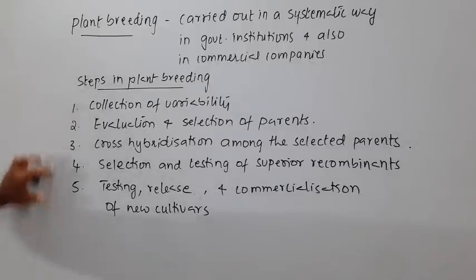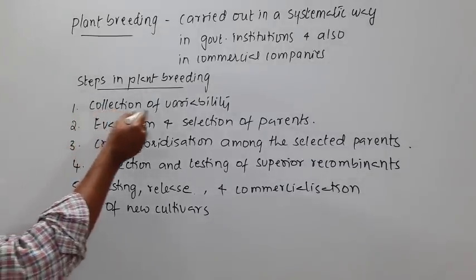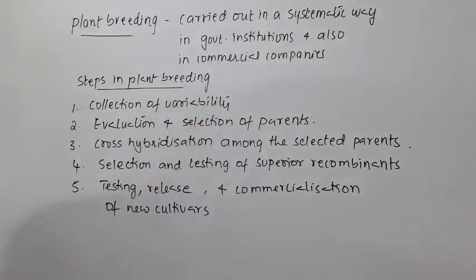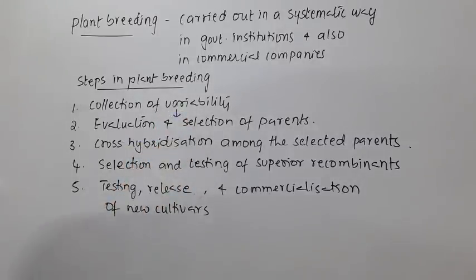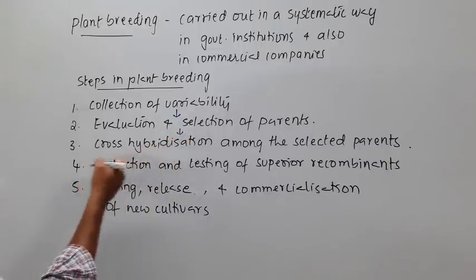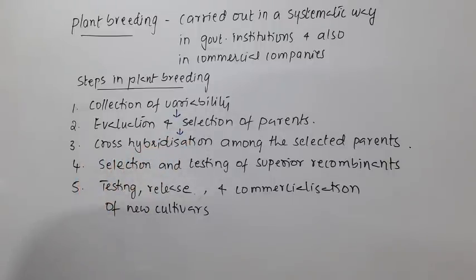Now I will be discussing each of these steps in detail. So the steps in plant breeding: the first step is collection of variability, followed by evaluation and selection of parents. Then the third step, cross hybridization among the selected parents, and then the selection and testing of superior recombinants, and the last one in the plant breeding program is testing, release, and commercialization of new cultivars.